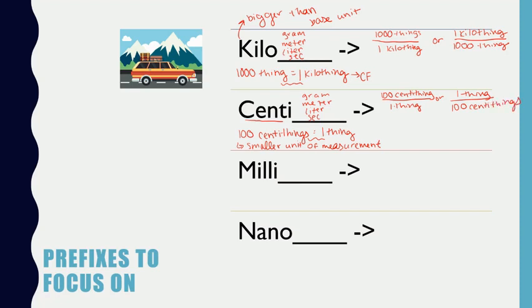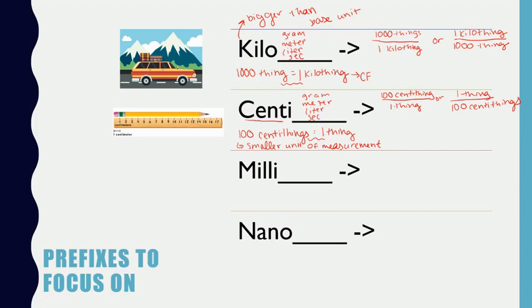Okay? Since this is a smaller unit of measurement, we are going to use this to measure smaller amounts. So if you see centi, that tells you you're measuring a small amount. For instance, if we're looking at centimeters, we might use centimeters to measure the length of our pencil. Since our pencil is smaller than 1 meter, we're going to use a smaller unit of measurement. We're going to use our centimeter.